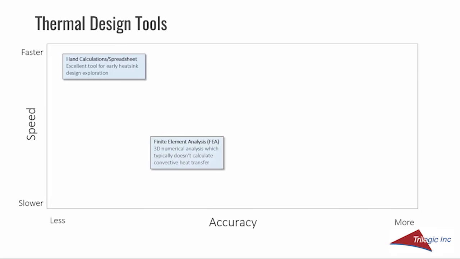The next approach is finite element analysis, or FEA. This would be a 3D numerical analysis that would have a high degree of accuracy on the conduction heat transfer side, but would require the use of heat transfer coefficients based on correlations.